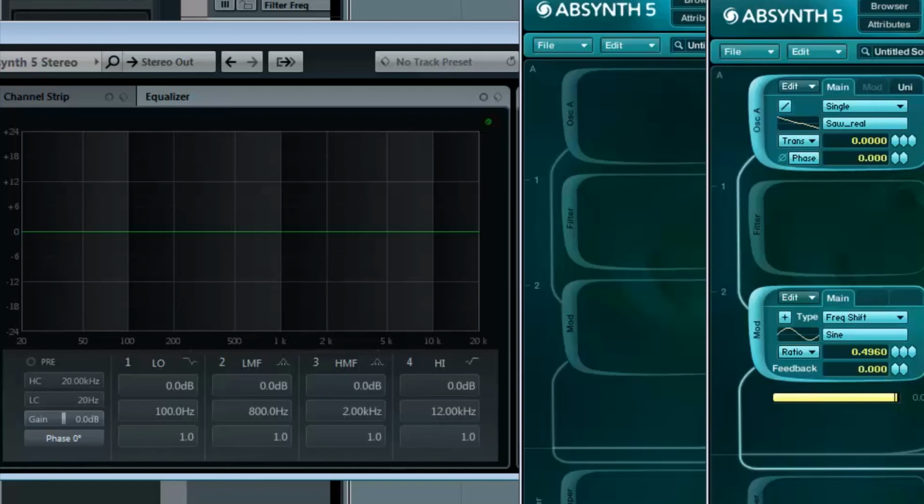Next video, we'll actually start designing some more sounds with Absinthe. I think you'll get a lot out of the next few videos if you're looking to synthesize your own music.